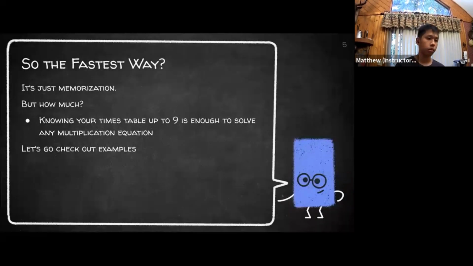So, what's the fastest way? As I said yesterday, the fastest way is simply memorization. Most of the time, just knowing up to the 9 times table is enough for you to solve any multiplication equation, like 8 times 9, which can be split into 8 and 9, and so on.